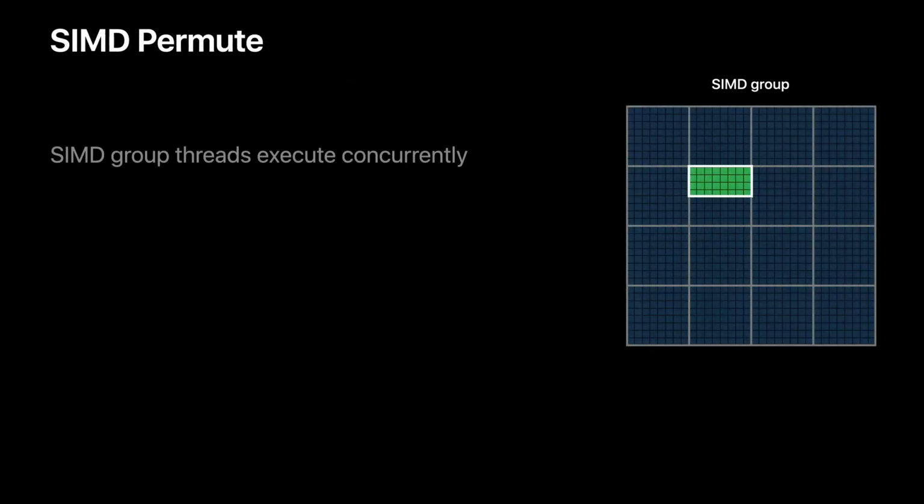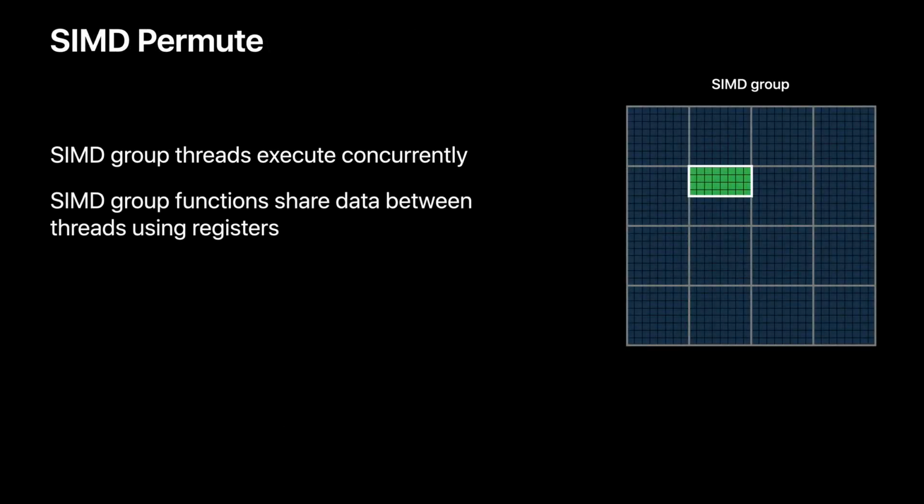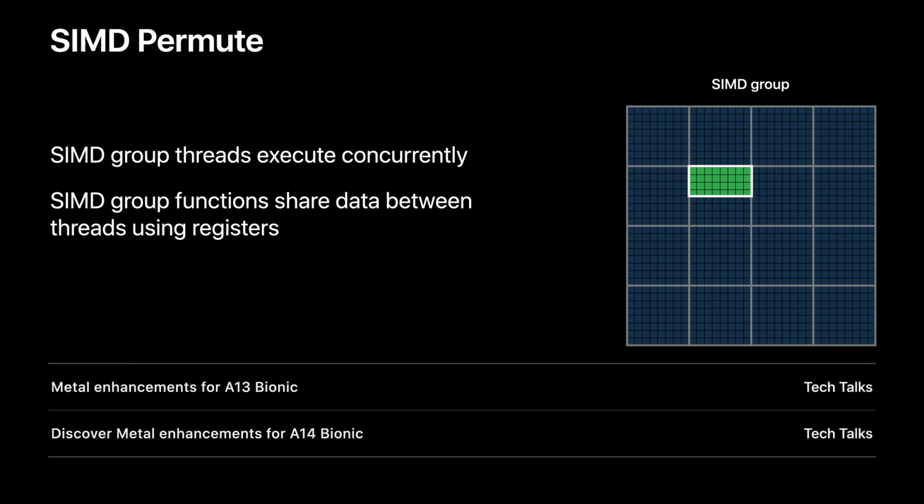As threads of a SIMD group run concurrently in lockstep, SIMD group functions exploit this lockstep execution to share data between its threads. For more information about existing SIMD functions, please see the talks for A13 Bionic and A14 Bionic, where they were introduced. Now let's discuss the new SIMD instructions available.